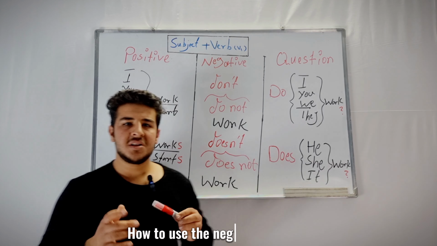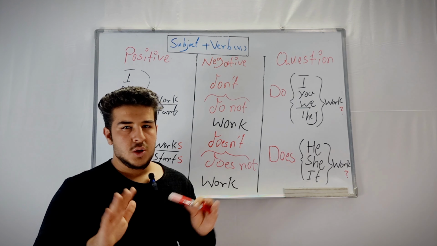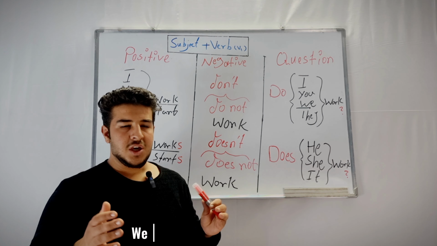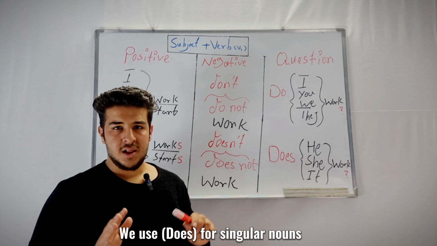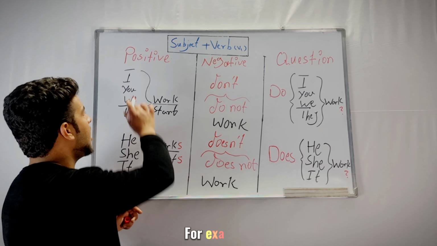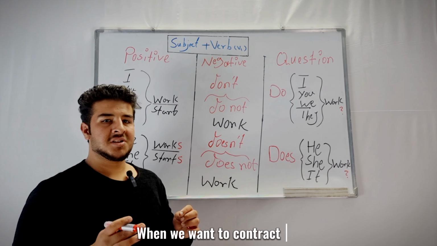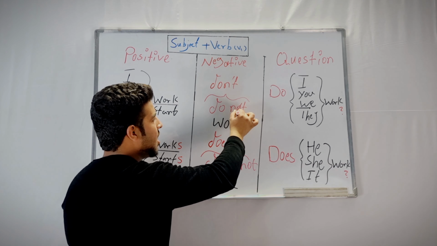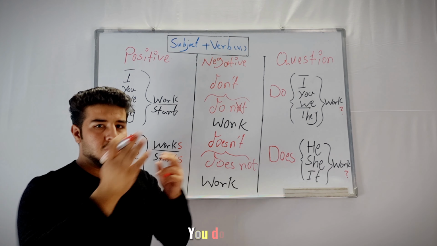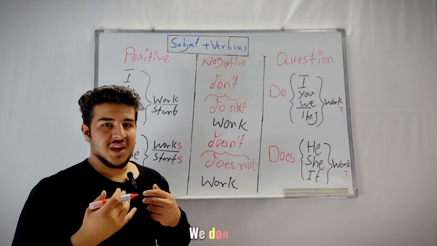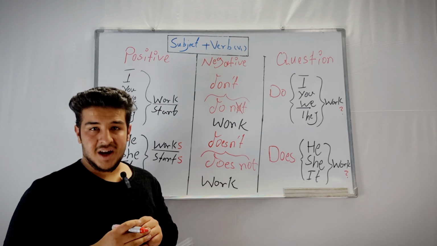And how to use the negative form. Here we have auxiliary verbs, do and does. We use do for plural nouns and we use does for singular nouns. Look at the board. For example, I do not work. And when you want to contract, do not, I don't work, right? You don't work. We don't work. They don't work. Right, guys?